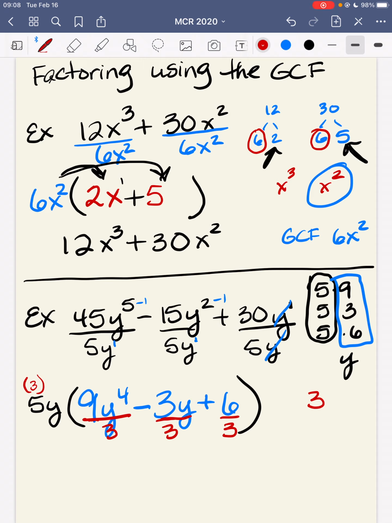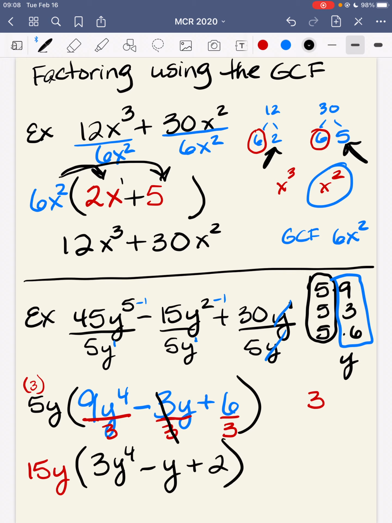to get my GCF. So now my GCF is actually 15y. And once I divide everything by 3, I have 3y to the 4th. These 3's cancel, leaving me with just the y. And 6 divided by 3 is 2. Now I can see that everything is as simple as possible.